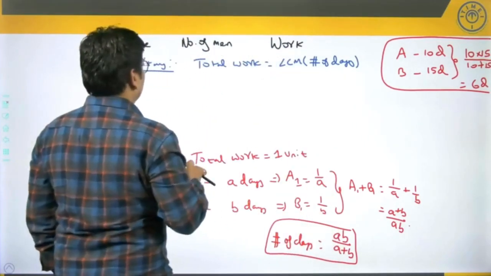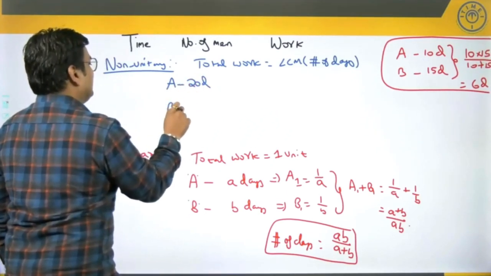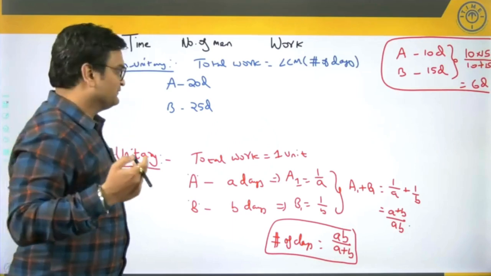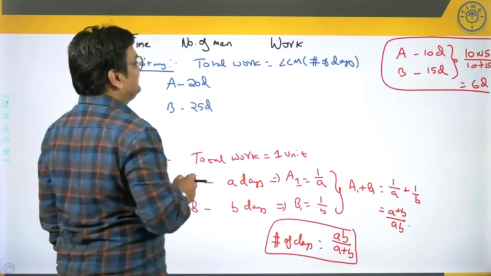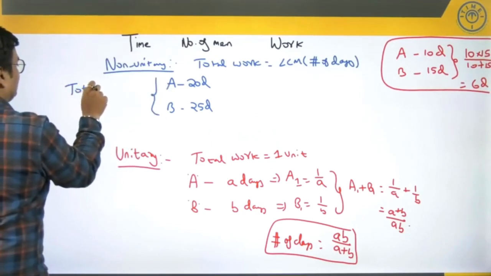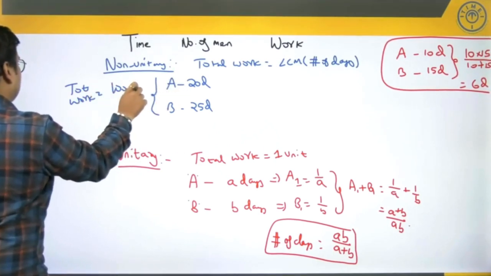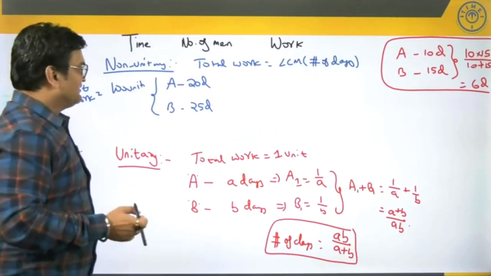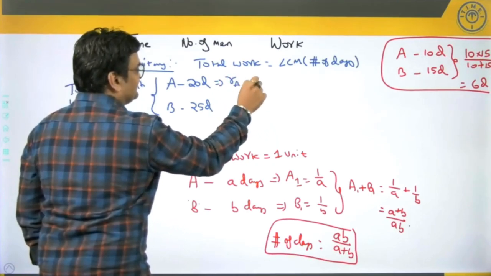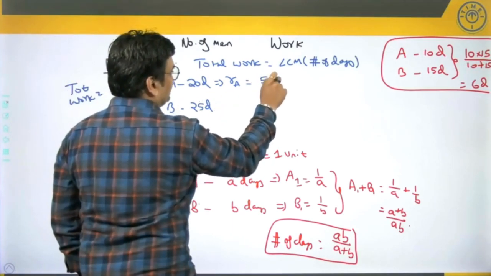Example, I'll try to explain this with a question. Say if I tell you A can complete a work in 20 days, B can do the same work in 25 days. If they are working together, how long would it take for completing the work? Looking at 20 and 25, the first thing that we'll do is take the total work as the LCM of 20 and 25, which is 100 units. If it is 100 units, A completes the work in 20 days, means the rate of working of A is 100 by 20, which is 5 units per day.